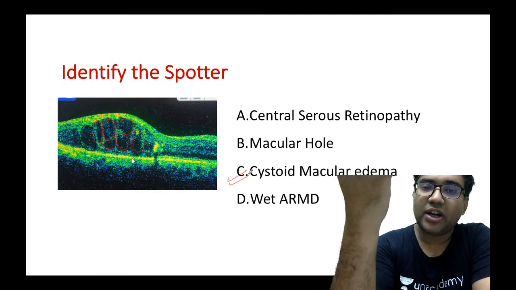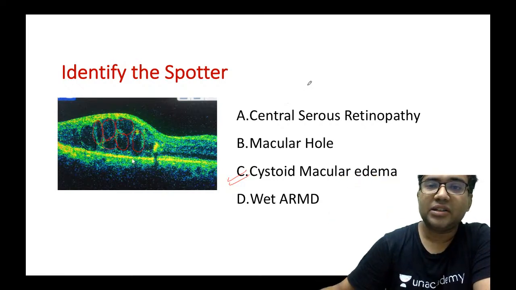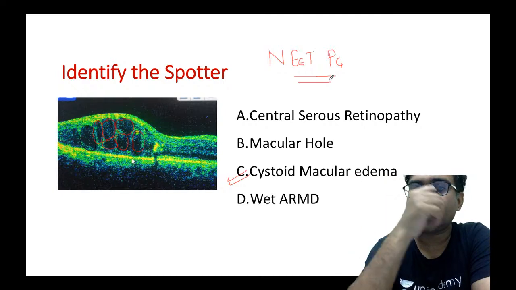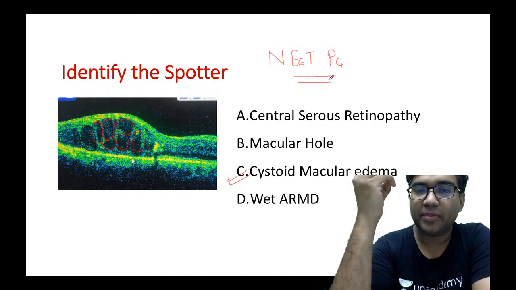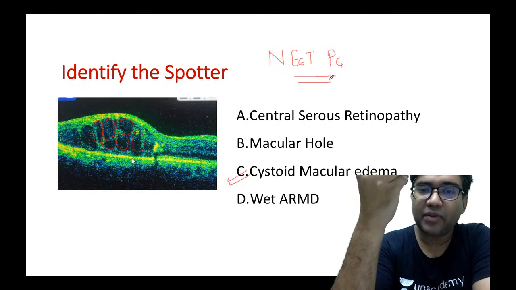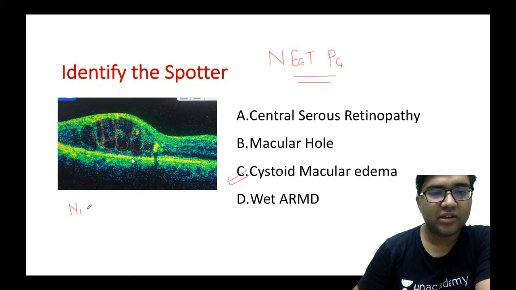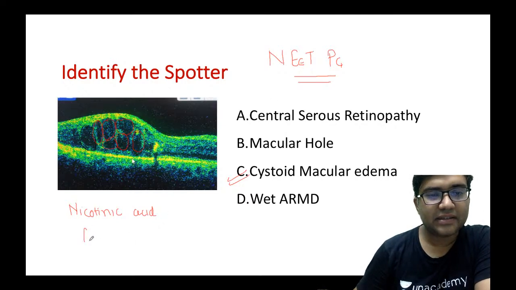Remember, for cystoid maculoedema there is a very important mnemonic. The drugs that cause cystoid maculoedema, that is NEET PG. Many times it is asked in the exam, what are the drugs that can cause a cystoid maculoedema? So N, can anyone tell me what is N here? Many times I told you the mnemonic. N is your nicotinic acid or niacin. What is E here? E is epinephrine.